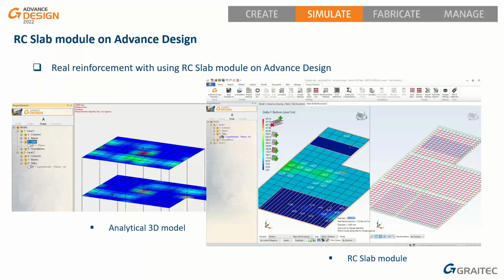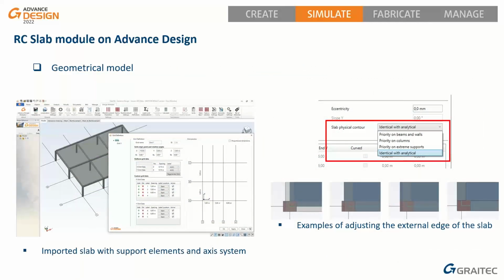It works on Advanced Design. How it works, I will show you live in just a few minutes, but before that, a few slides. We import the geometry of the slab to the module from the finite element model in Advanced Design. The process of transferring data is the same as for the rest of the module's elements, like columns or RC beams. So when you open the slab in the RC Slab module, the geometry of the slab and the supporting system of beams, columns, and walls is the same as modeled in the 3D model.